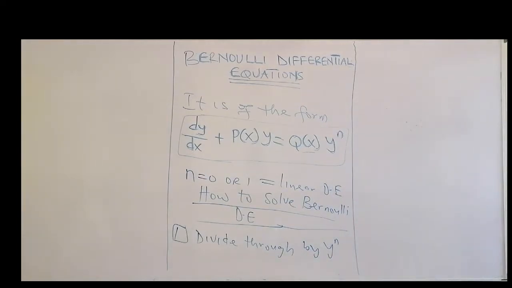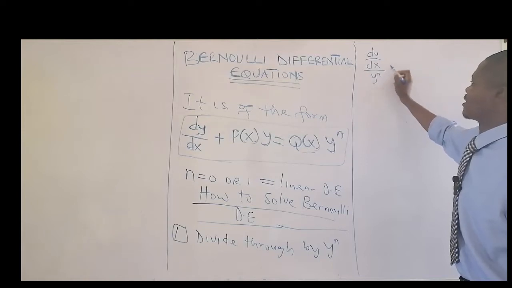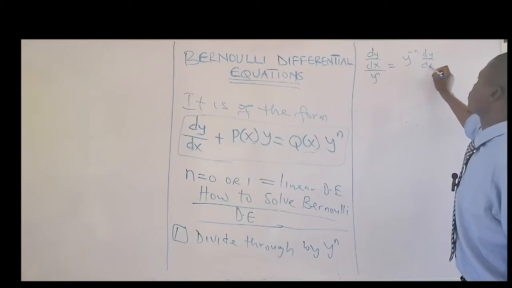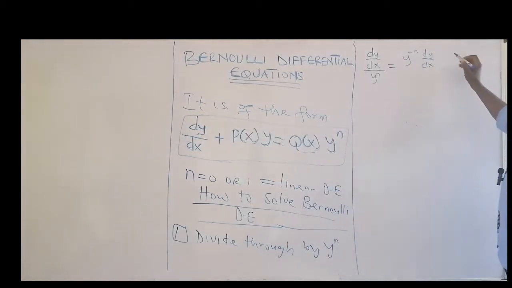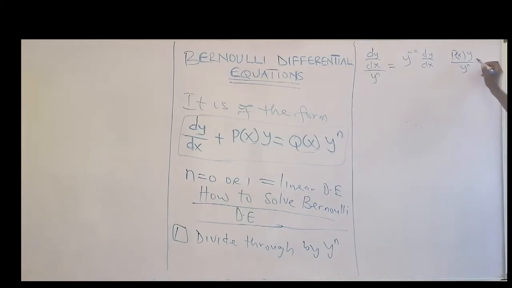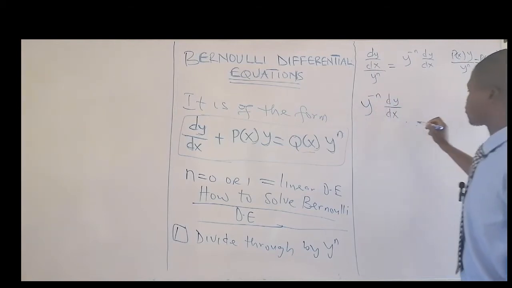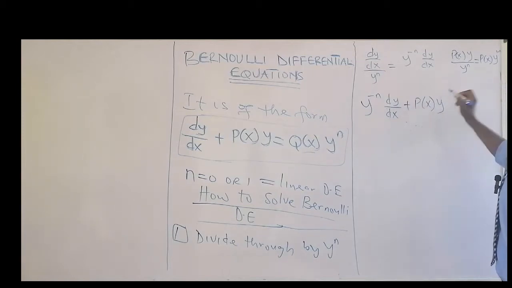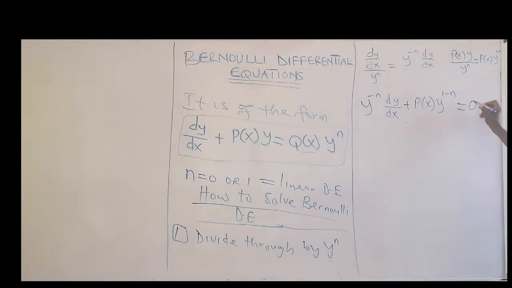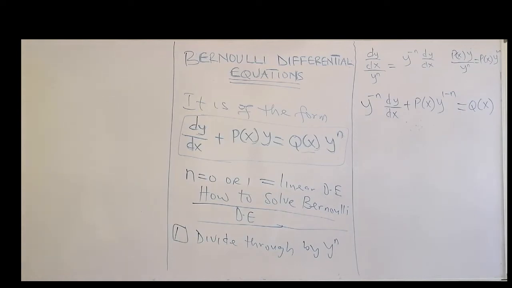Okay, so if you do that, when you divide dy/dx by y to the n, that will become y to the minus n, dy/dx. That's one. Also here, you have p of x times y, which has power 1, and you're dividing by y to the n. So this will give you p of x times y to the 1 minus n. So you now have y to the minus n dy/dx plus p of x y to the 1 minus n, and this is equal to q of x, because the y to the n leaves this place the moment you divide through. So this is all you have now.